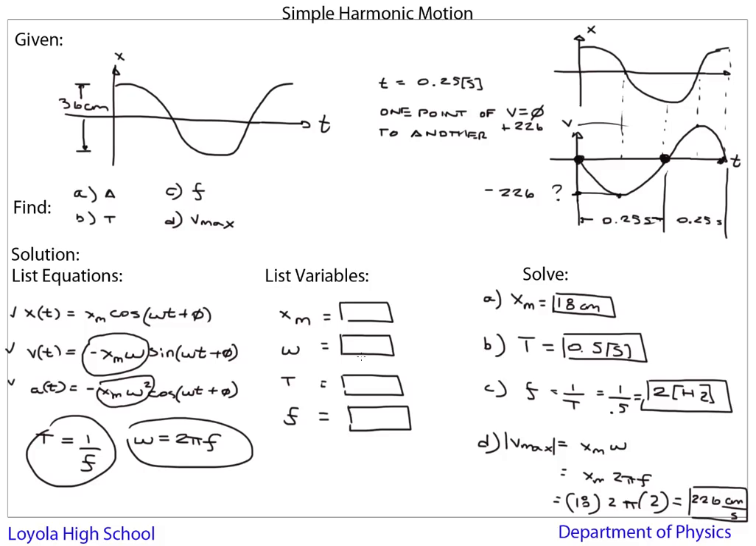We listed our variables. And again, as you saw here, the most important thing is to really look at these diagrams. These diagrams tell you a lot about the motion, especially about this number here, how it could easily be mistaken for the period, which it's not. It's half the period, and so forth. So these are the steps you would follow to solve a simple harmonic motion type problem.